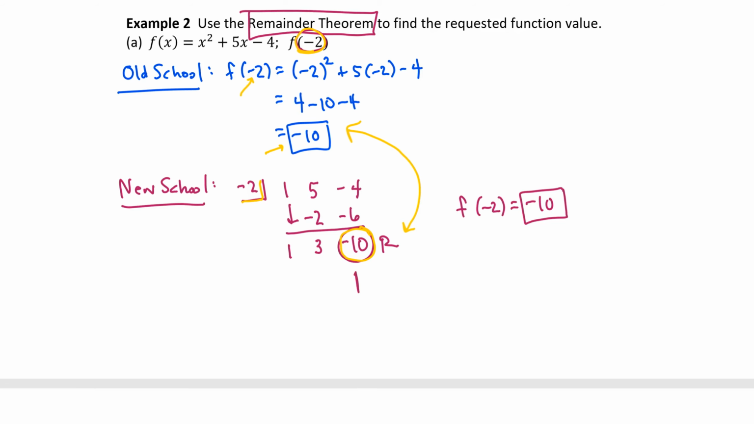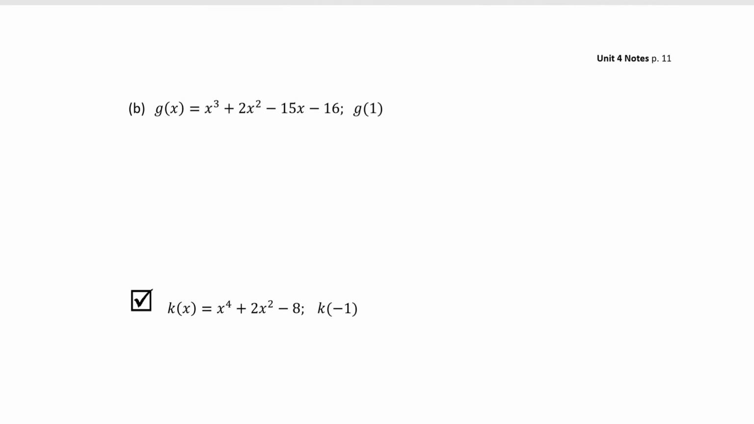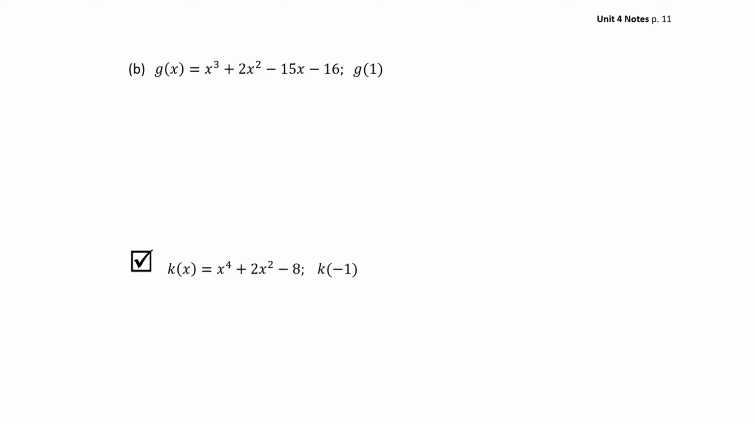Now, if that spot happens to be 0, then we know our function value is 0. And if our function value is 0, whatever lives in that box is a 0. So let's work example B. g of x equals x cubed plus 2x squared minus 15x minus 16, and we're looking for g of 1. Let's use the remainder theorem.